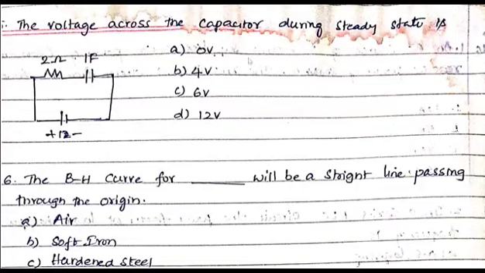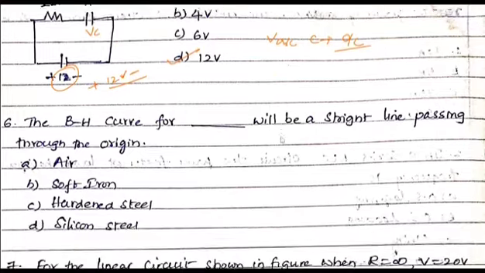The voltage across a capacitor during the steady state. We know that during the steady state, the capacitor acts as an open circuit. So whatever voltage we apply, 12 volts here, the same voltage will appear across the capacitor. So it becomes 12 volts here, open circuited, no current will flow.